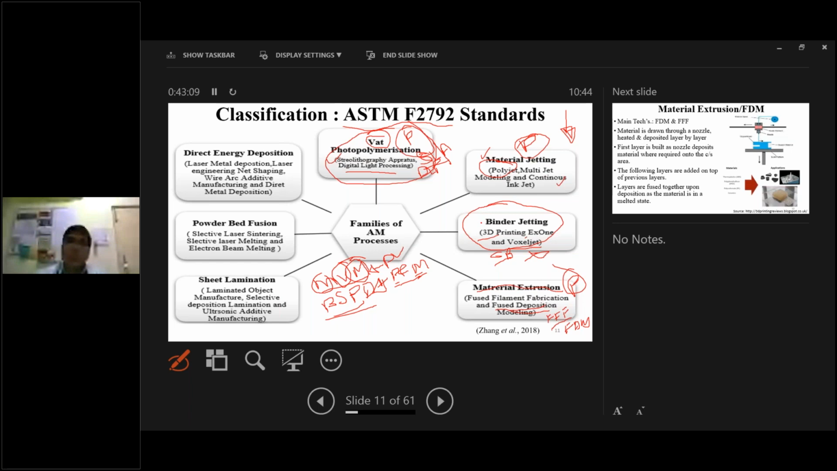You just keep on sintering with this light source, and your product is made. Well, this is your technology, SL.